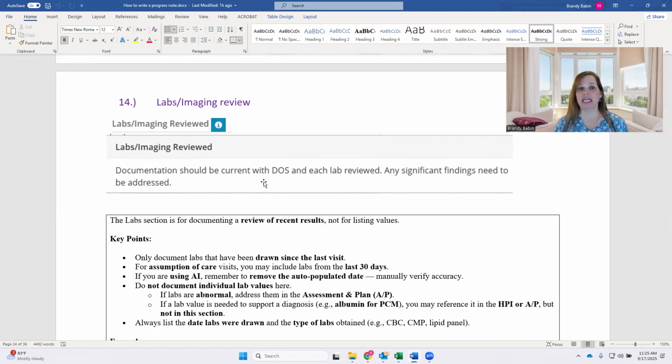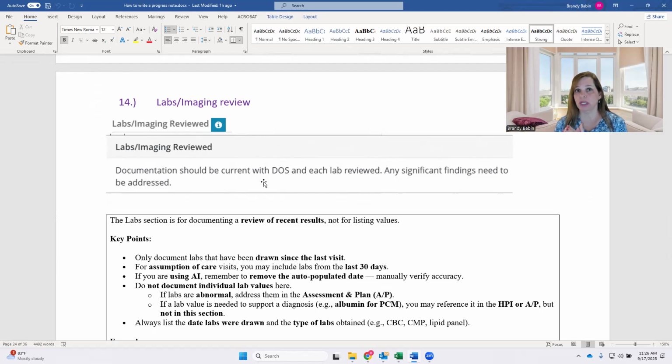So anything within the last 30 days for a new assumption of care, that's what you're looking for labs. Don't go back 2 months, 3 months, 5 months, 10 months. Now you can use information from that. If your A1C is 2 months old and you're documenting on diabetes, you can write last A1C, whatever it was, 8.5. But don't write that you're reviewing labs from past 30 days.